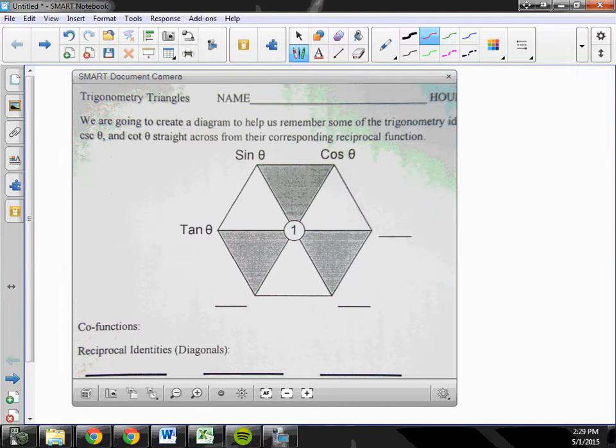Now let's go to the product identities. And secant. So I'll help you in a minute, Abe.